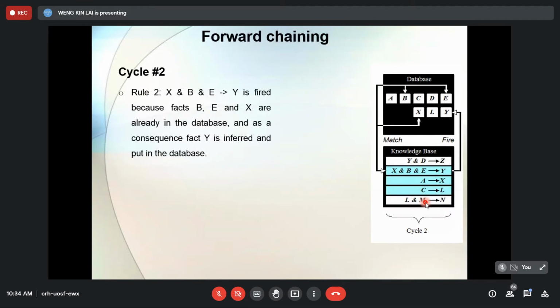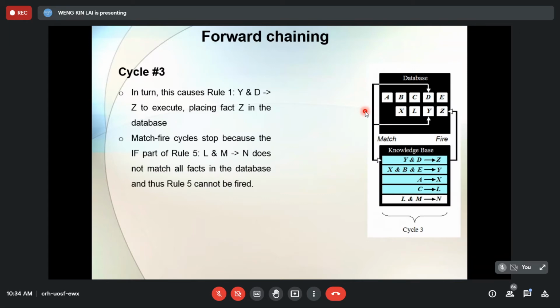Now, do I need to go into cycle number three? Yes. Why? Because my database has changed. Now I have a new input called Y. Therefore, I need to process again until my database stabilizes or does not change. Yes? Follow?